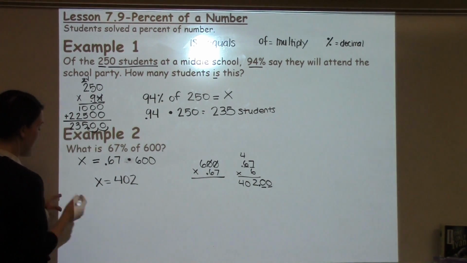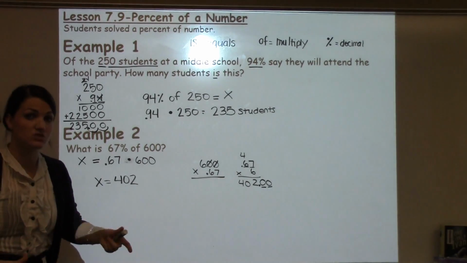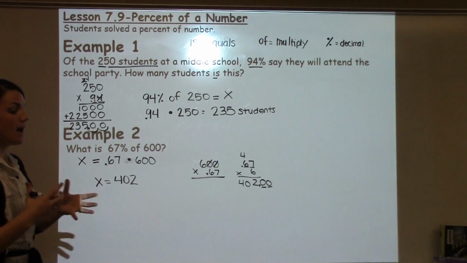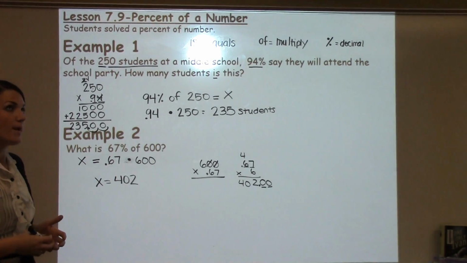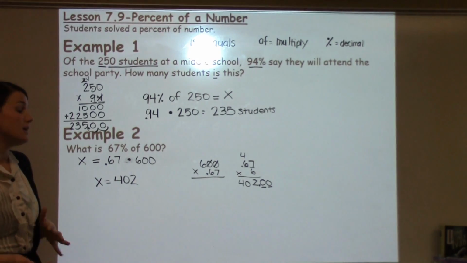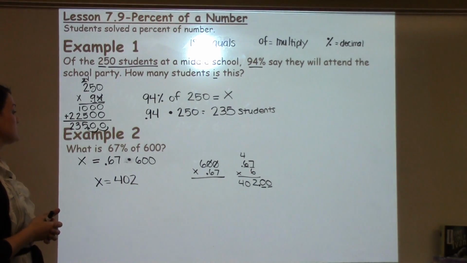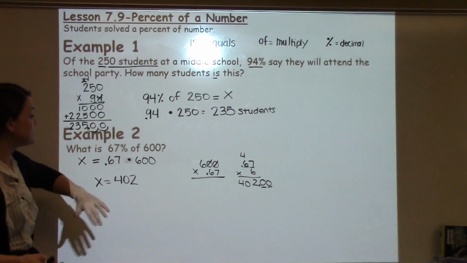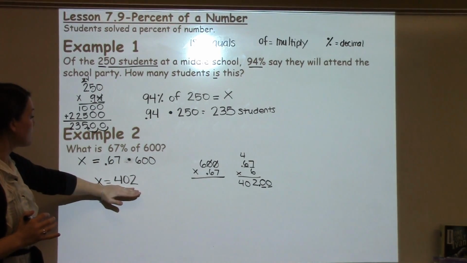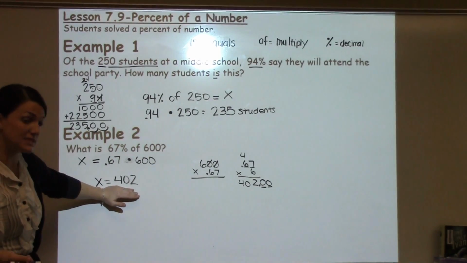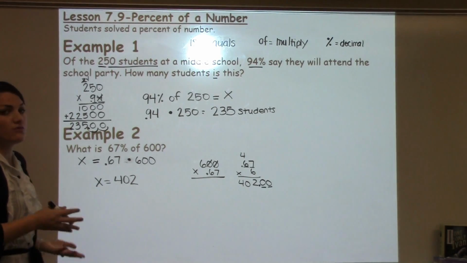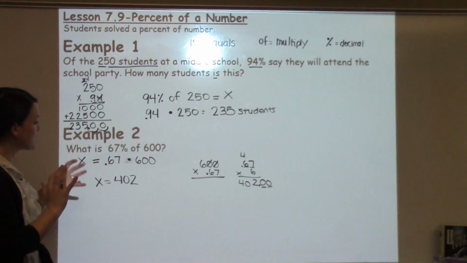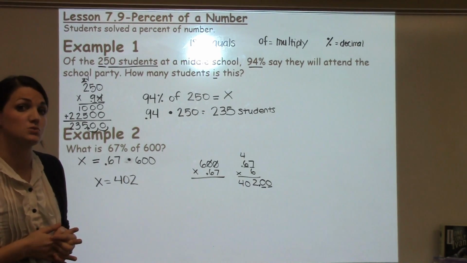402. Now, before I decide that's my answer, no problem at all, I need to look back and think. 67, how close is that to 100? Well, it's a little bit more than half, but it's not super close to 100. So my answer should be more than half of this, but not super close. And 402 is more than half of 600, and it's still far enough away to make sense with 67%. So again, just looking at that and really thinking about if the answer is reasonable or not.